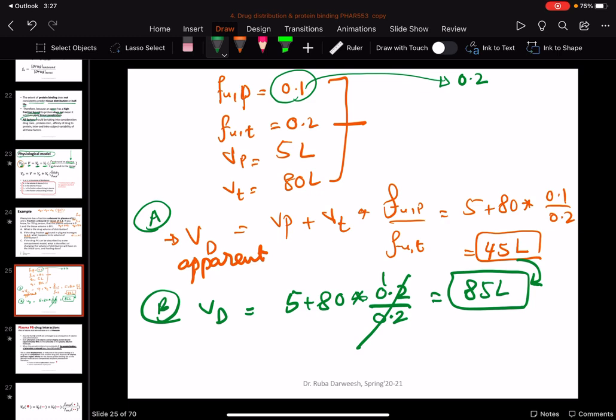The fraction unbound increases. It's common sense that as the fraction unbound in the equation increases, without differences in other factors, it would cause an increase in volume distribution. Again, all other factors are the same, okay?